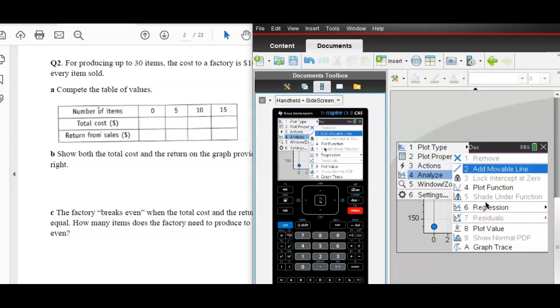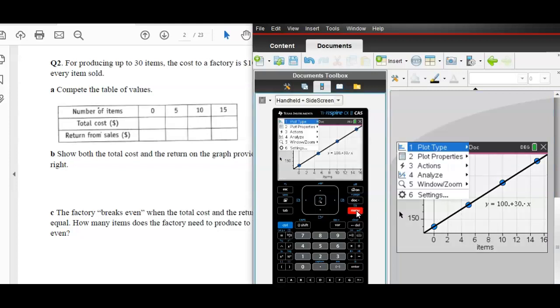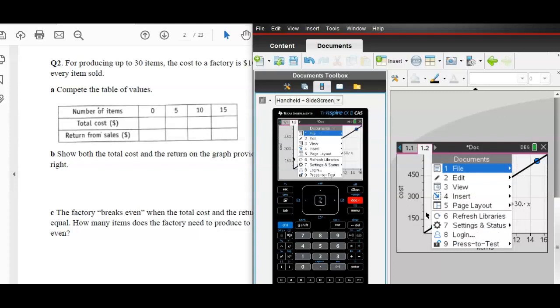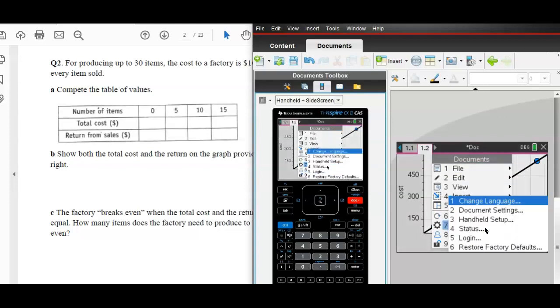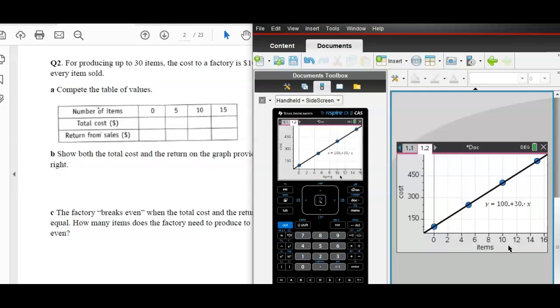Wrong one. So we'll go regression, A plus BX. So there's our line. Oh, that's what it was doing to me before, and I don't like it. I'm just going to pause and see if I can fix that. Okay, so if you ever need to change your settings, go to document settings, and I just changed the exponential format. I had it on scientific and I put it on normal, and that fixed it for me. So y equals 100 plus 30x.